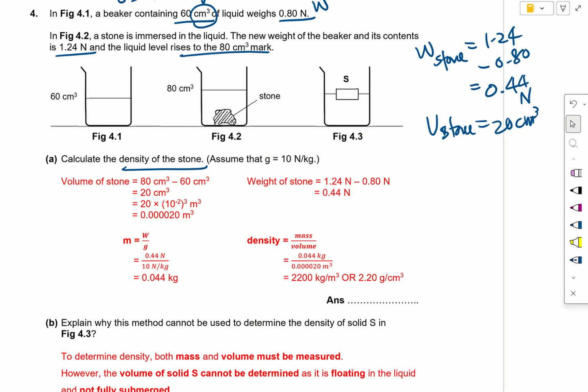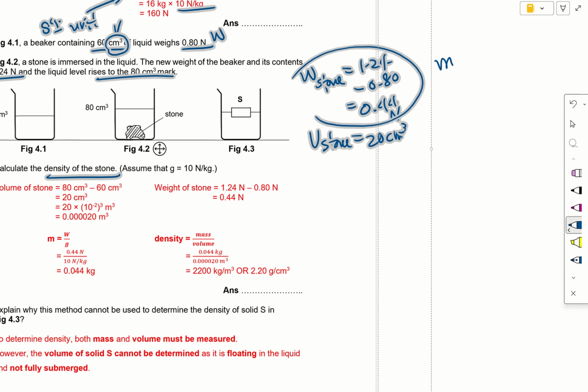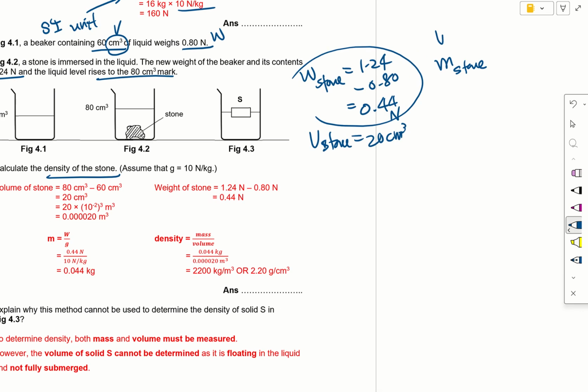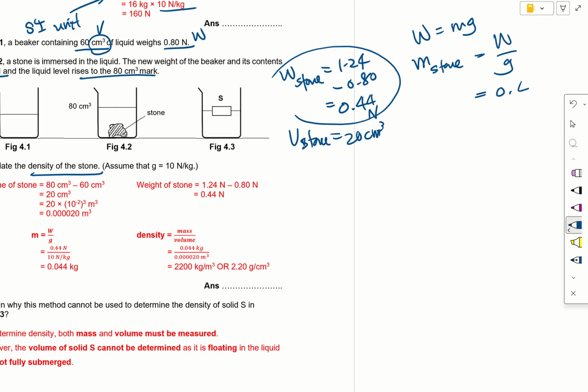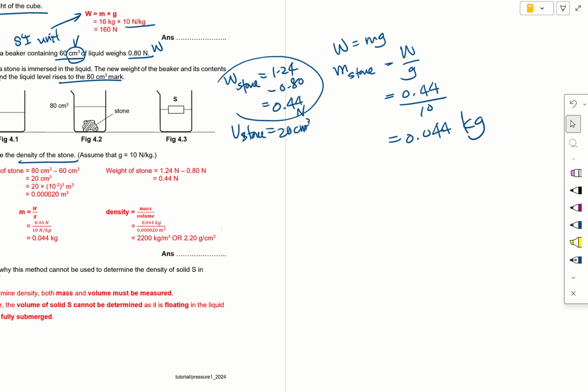They didn't say whether it needs to be in SI unit or not, but because the weight is given, which is in Newton, I can actually find the mass of the stone. Because W equals mg, mass equals W over g, so it equals 0.44 over 10, which equals 0.044 kg.